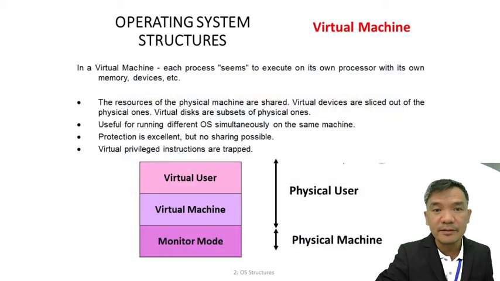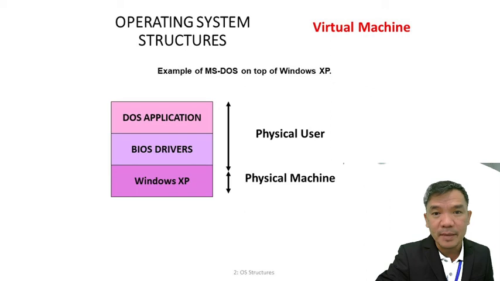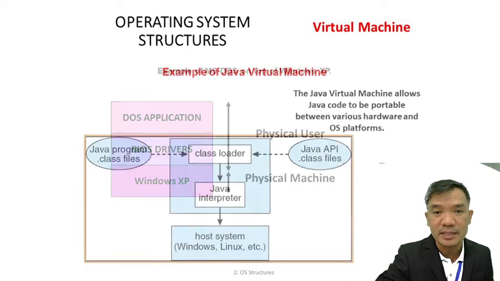Another is the virtual machine, where each process seems to execute on its own processor with its own memory and devices. This is only background on what the structure is if there is a virtual machine. A virtual machine runs in the upper layer, but it acts somehow similar to a separate machine. Another is MS-DOS. A virtual machine is, for example, when you're running a DOS application, which is the user part, and it's also running on another operating system, which is the physical machine.